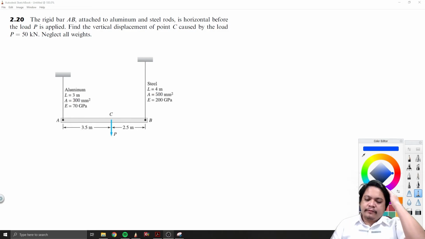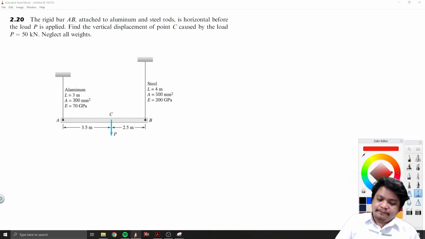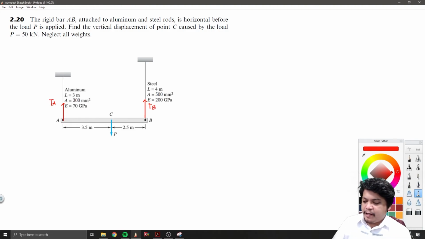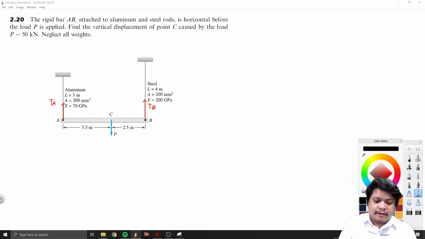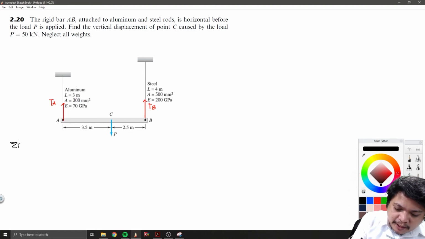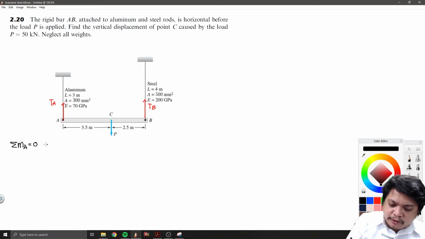So, pwedeng gawin natin. Kunin muna natin lahat ng reaction. So, you have here reaction. Tawagin natin yung TA. And then ito, tawagin natin yung TB. Okay? So, pwede kang mag-moment at point A, no? So, summation tayo ng moment at A, and that should become equal to 0. So, clockwise would be positive.